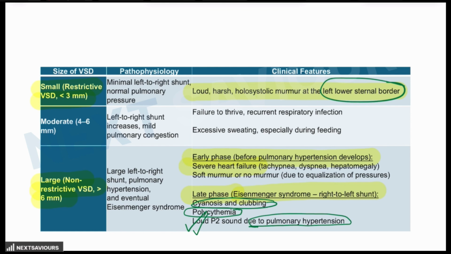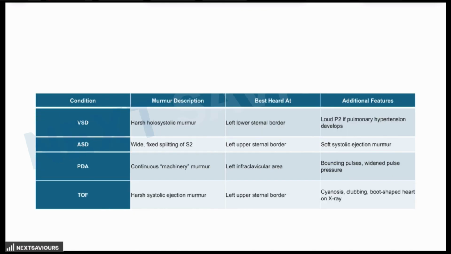Now, what happens in between, when the size of the ventricular septal defect is moderately large, that means 4 to 6 millimeters? In that case, the patient would have failure to thrive, recurrent respiratory infections, tachypnea, excessive sweating, particularly during feeding, and the presence of the same murmur, that is a harsh holosystolic murmur at the left lower sternal border. So these are the features of the ventricular septal defect.